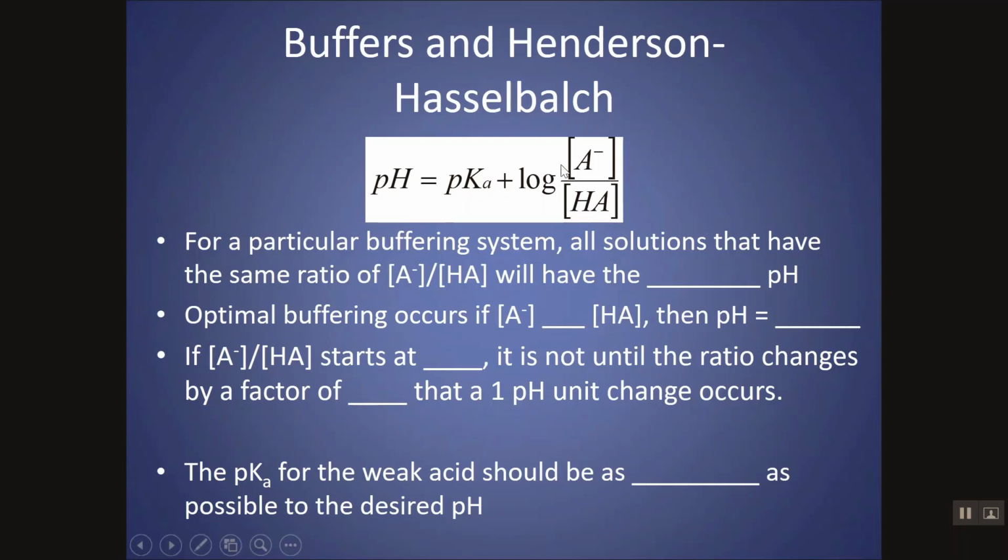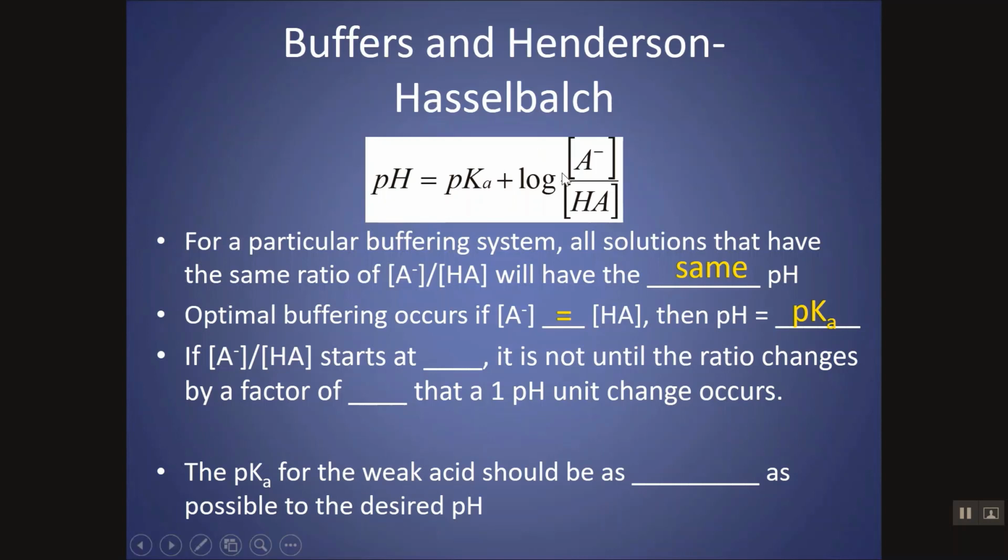Okay, and what you'll notice, there's some implications of this. So for a buffering system, all solutions that have the same ratio of the concentration of the conjugate base over the acid are going to have the same pH, because if this fraction is the same, you'll get the same plus log number, and this will end up being the same pH. Optimal buffering is actually going to occur if the concentrations of the acid and conjugate base are equal, because then this would be the log of 1, log of 1 is 0, and then the pH would just equal the pKa.